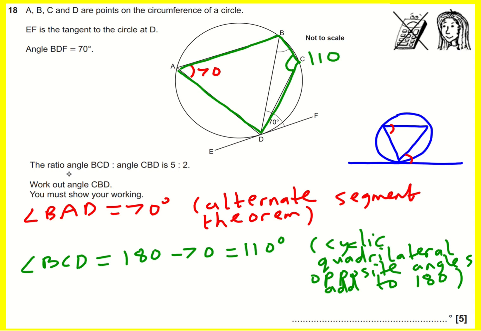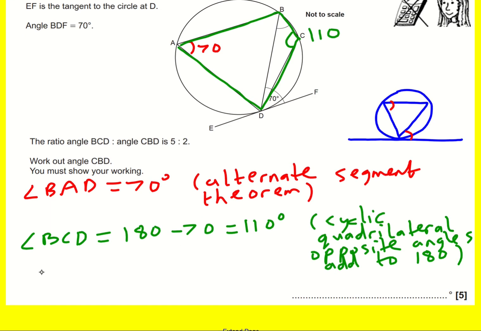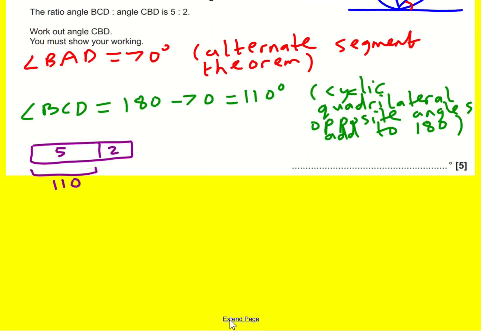The ratio of angle BCD, that's the one I just found, to CBD is 5 to 2, and they want me to find CBD. So I'm going to draw a little bar model here. I've got 5 parts, and I want to work out what 2 parts is. And I've got that this amount is 110. So if I want to work out what 1 part is, I can do 110 divided by 5.